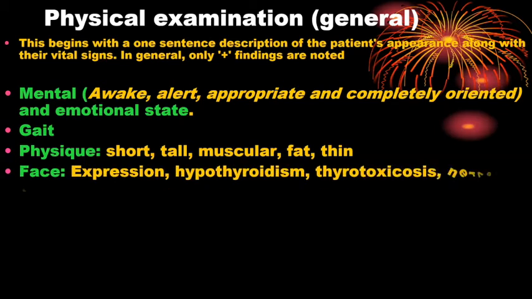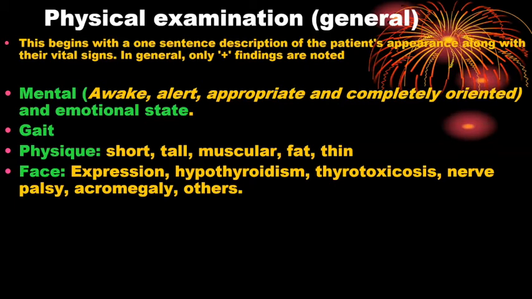Then you have to look at the face of the patient and the expression. Whether the patient is anxious and impatient with a staring eye, as in those with hyperthyroidism, thyrotoxicosis, or the patient is depressed, with a depressed mood and puffy face, and this is a current patient with hyperthyroidism. The patient may have asymmetry of the face, particularly due to nerve palsy, for example, seventh cranial nerve palsy.